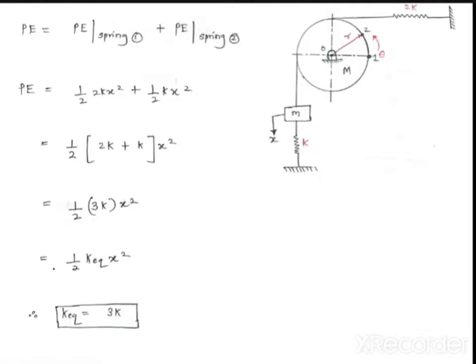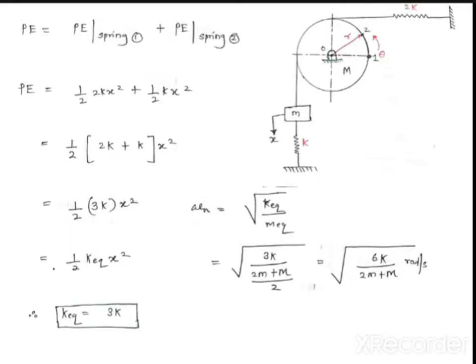So guys, which method is easy? Differentiation method or this equivalence method? So what is omega n? Square root of k equivalent upon m equivalent. Put k equivalent as 3k upon 2m plus M by 2. So the final answer you are getting is 6k upon 2m plus small m.